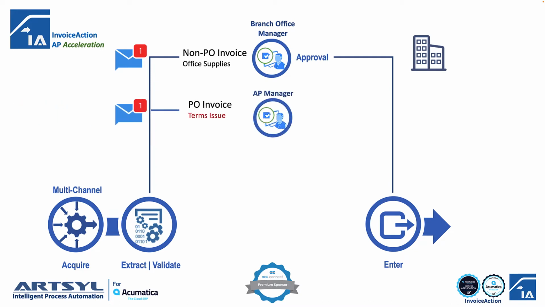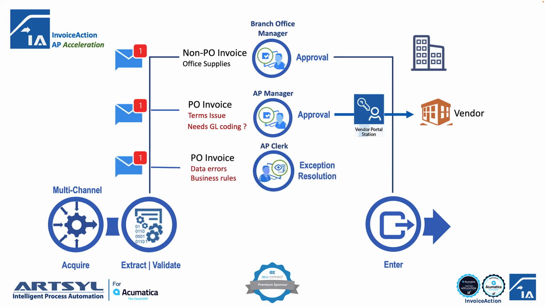In this example, an invoice had payment terms that did not match the PO. The appropriate approver is alerted and interacts with the supplier through the InvoiceAction vendor portal, where the supplier can reply and/or submit a new invoice. Another invoice had GL codes missing for some of the items. An approver can quickly add these and approve the invoice for payment. When there are exceptions where the data or a business rule needs to be verified, a notification and the invoice is sent to an AP invoice resolution resource.